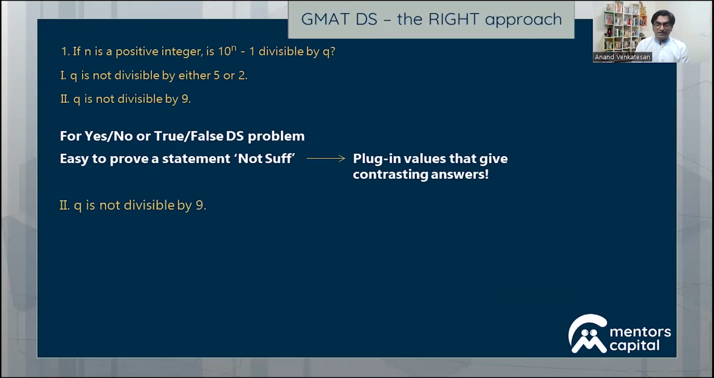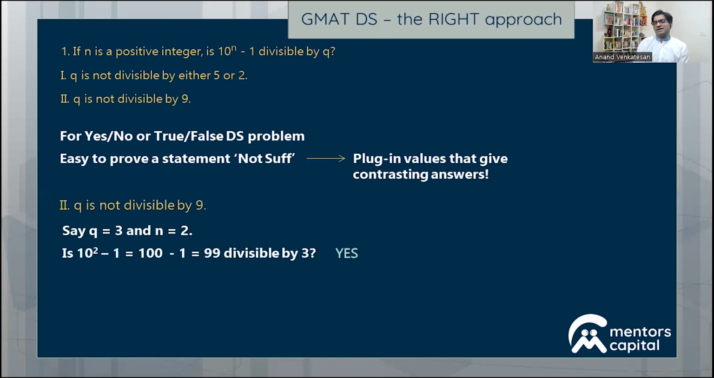Sorry, let's first consider the second statement alone, right? It says simply that q is not divisible by 9. Actually, the same examples will work even in this case, right? If I put q equal to 3, n equal to 2, is 99 divisible by 9? Yes. Apologies for the typo. This should be 9 and not 3, right?